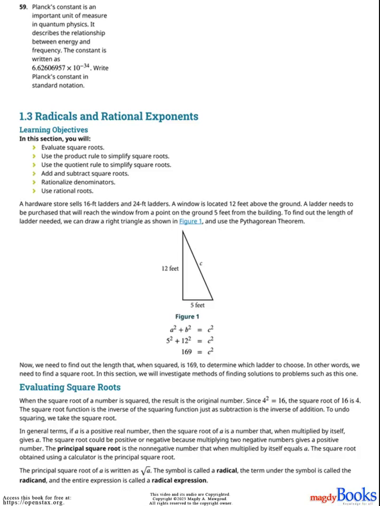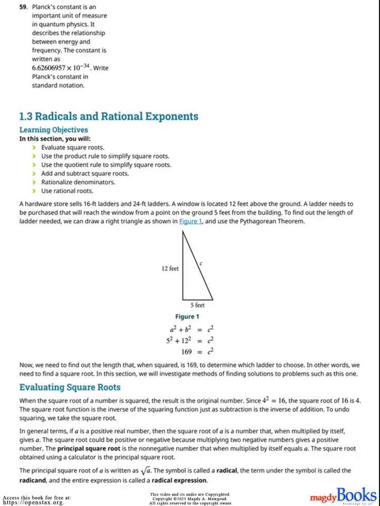1.3.1 Evaluating square roots. When the square root of a number is squared, the result is the original number. Since 4 squared equals 16, the square root of 16 is 4. The square root function is the inverse of the squaring function, just as subtraction is the inverse of addition. To undo squaring, we take the square root. In general terms, if a is a positive real number, then the square root of a is a number that, when multiplied by itself, gives a. The square root could be positive or negative because multiplying two negative numbers gives a positive number.